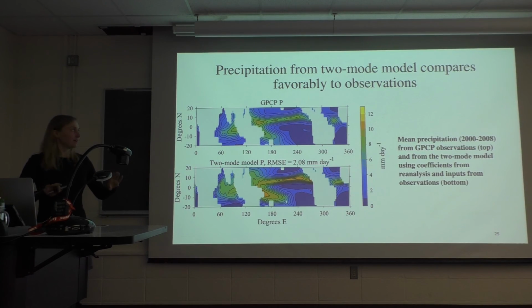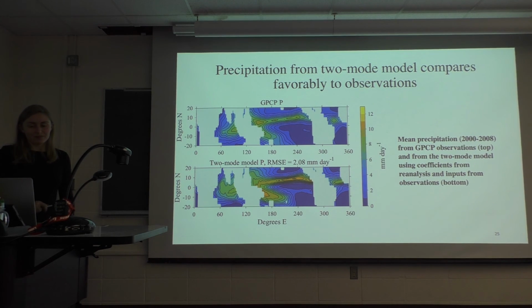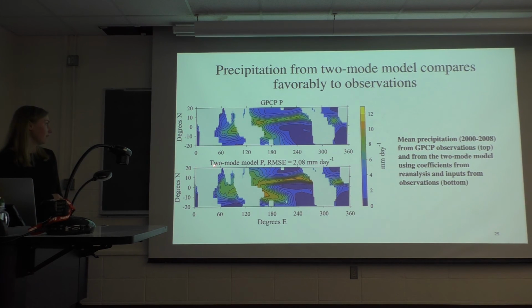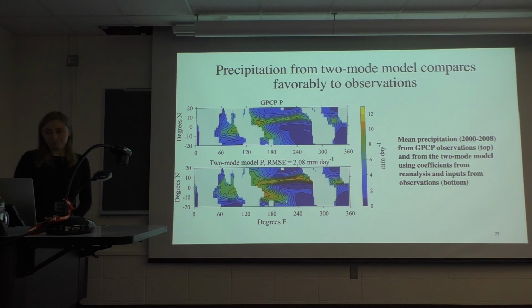Okay, so how does this do? Finally, a map. Something we can look at. So this is just for the control climate. We have observed precipitation over tropical oceans in the top panel, and the two-mode model estimate of that precipitation in the bottom panel. And again, this big basin in the middle is the Pacific Ocean, the Indian Ocean's over here, the Atlantic is over here. And we can see that in the control climate, this model does pretty well at capturing the broad features of precipitation. And so we say, okay, good, let's apply it to climate change.